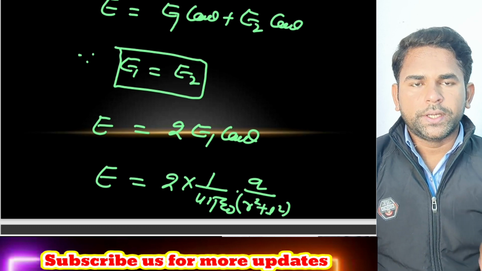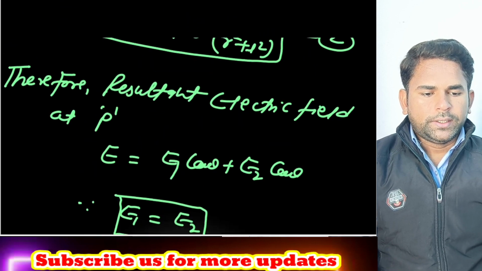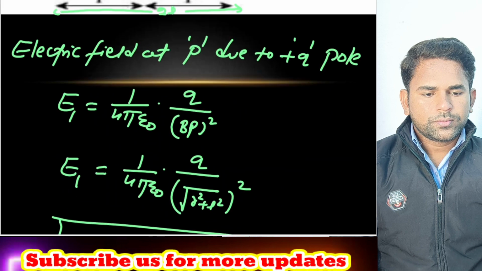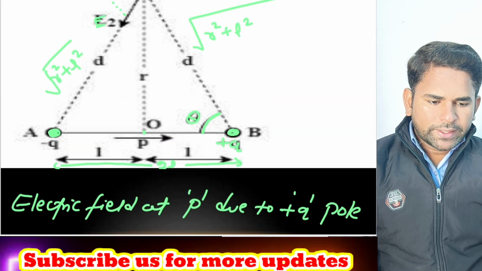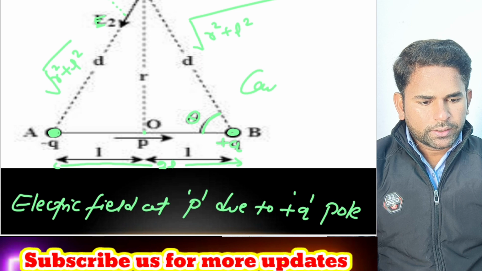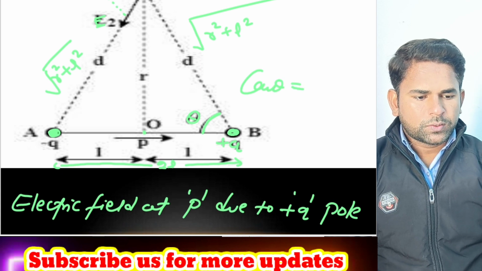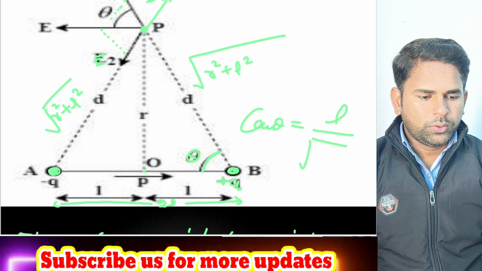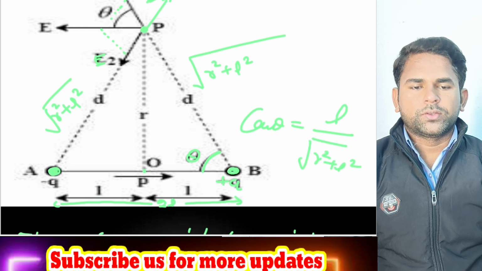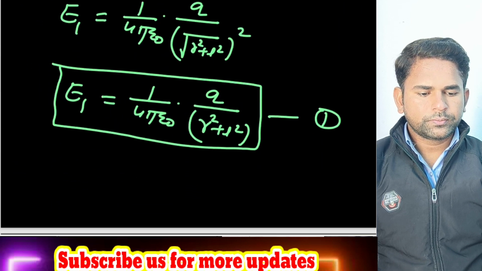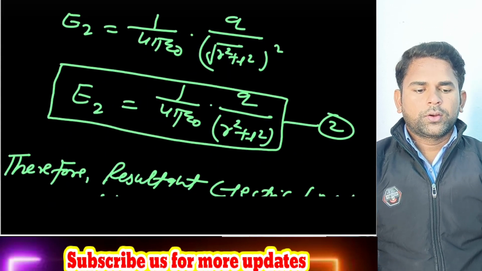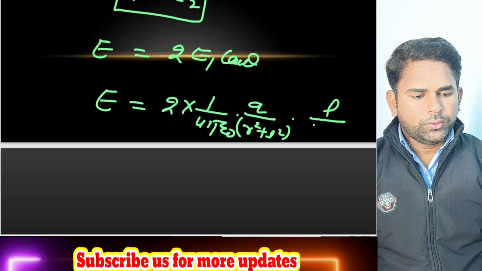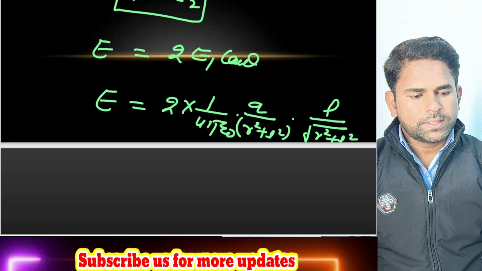But we need to find cos theta. So cos theta you can take from here. Suppose this one is theta. If you are finding cos theta, cos theta means base, this one, L, upon hypotenuse, this one, PB. Hypotenuse means root R square plus L square. So you can place the cos theta value as L upon root R square plus L square.